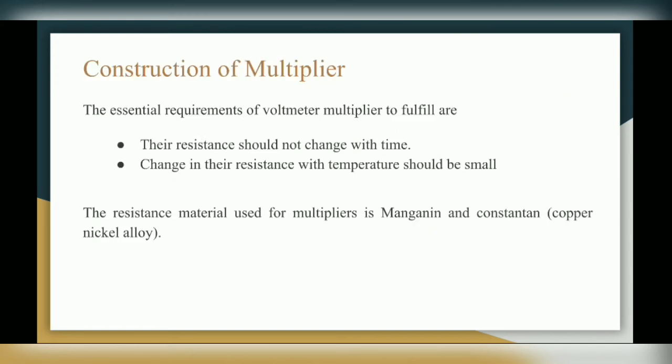Next is construction of multiplier. The essential requirements of a voltmeter multiplier are: the resistance should not change with time, and change in the resistance with temperature should be small. So these are the basic requirements for the construction of multiplier, that the resistance should remain constant. For that purpose, the material used for multiplier is manganin and constantan.